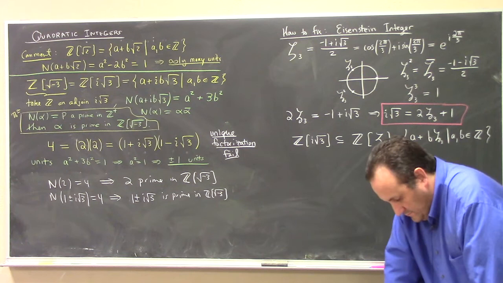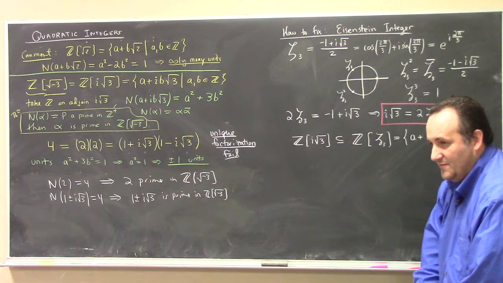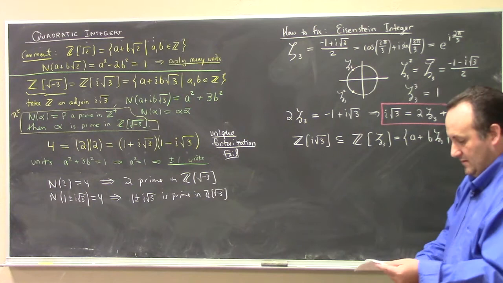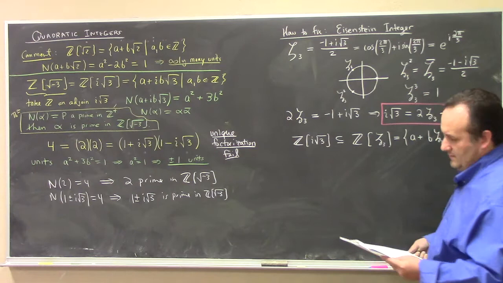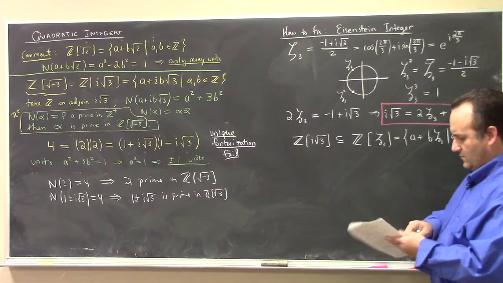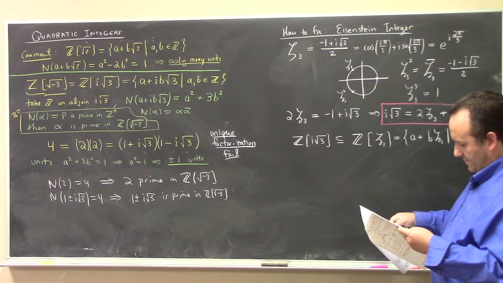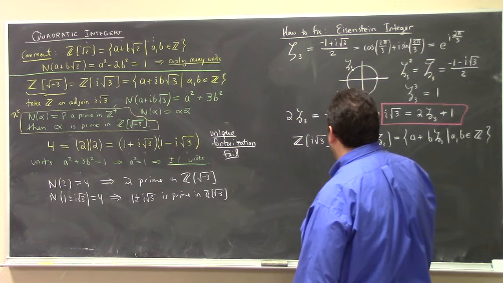And I have some pictures in my notes that I have spent a great deal of time creating for these things, all right? So one of the things I guess I haven't quite proved, but if you try to do, I thought I had that in my notes. So let's see if I can just describe it. So what does Z adjoin i root 3 look like? What is this if you draw it as a lattice?